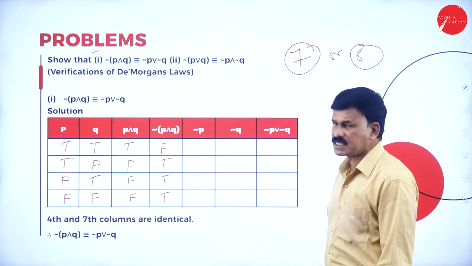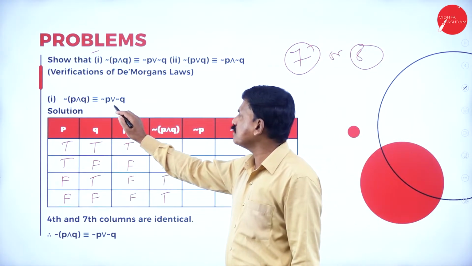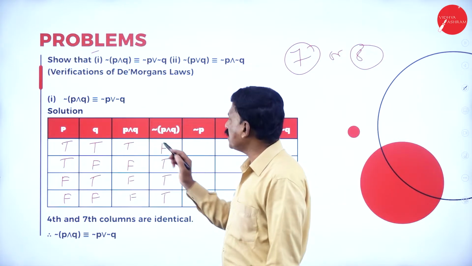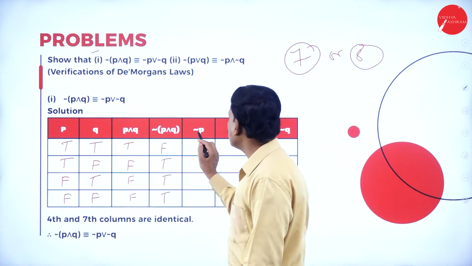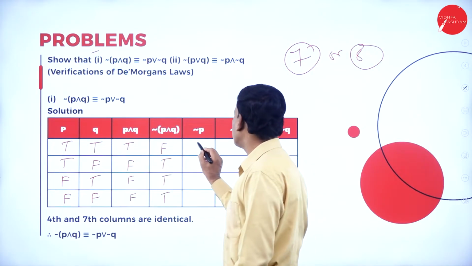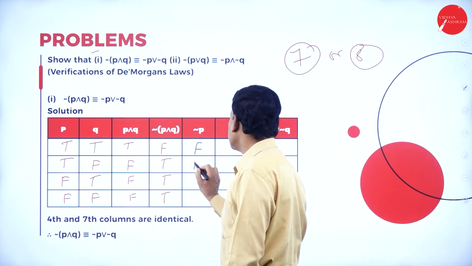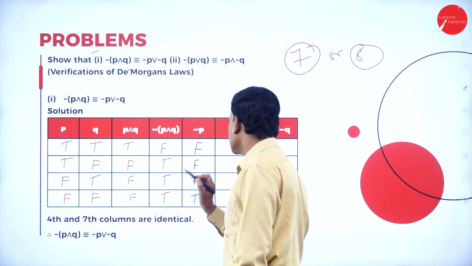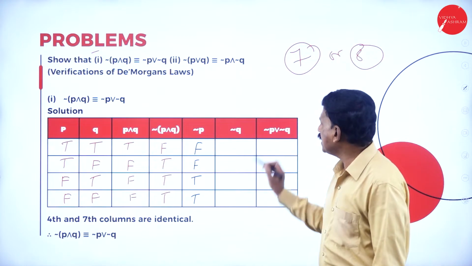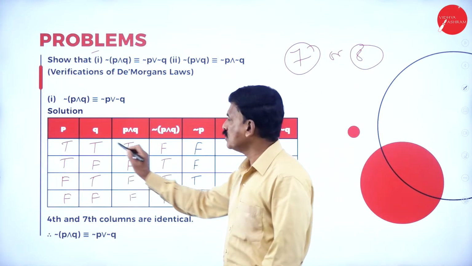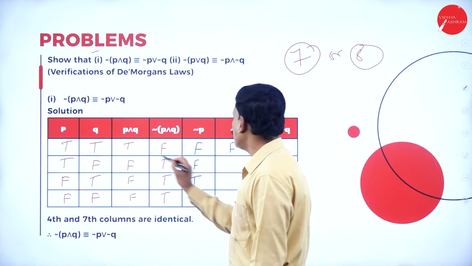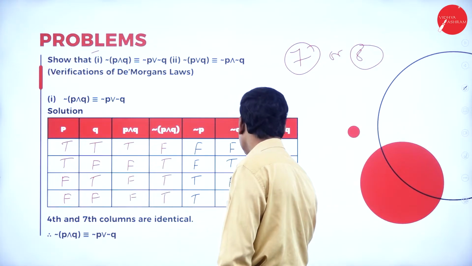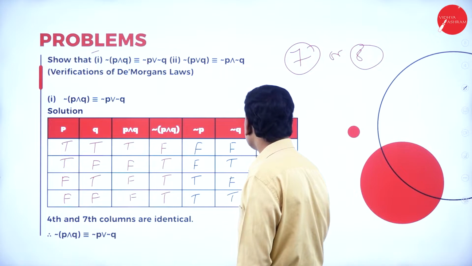Now, let us come to the second part of the statement. What is the second part? Negation P, disjunction, negation Q. Now, write down the negation of P. For T, it is F, for T it is F, for F it is T, for F it is T. So F, F, T, T. Again, negation of Q: for T, it is F, for F it is T, for T it is F, for F it is T. This is the negation for Q.